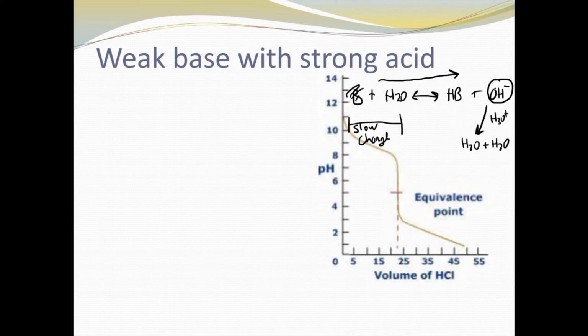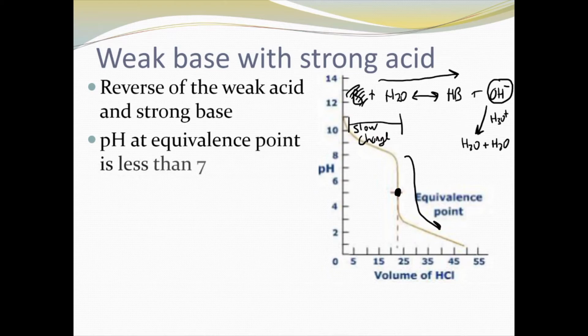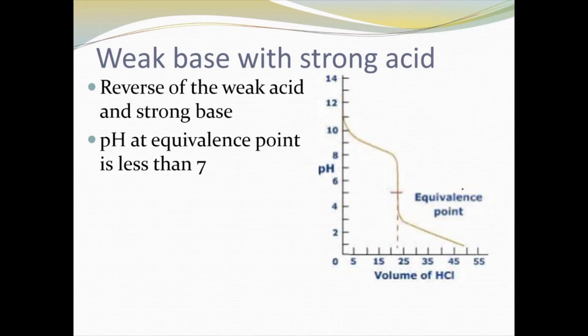Eventually, once all of this runs out, you get this massive drop in pH, and your equivalence point will be here. So for weak base strong acid titrations, it's basically the opposite of the weak acid strong base titration. As such, the pH at the equivalence point will be less than 7, and that's because of the presence of the conjugate acid. The conjugate acid makes the solution slightly acidic.